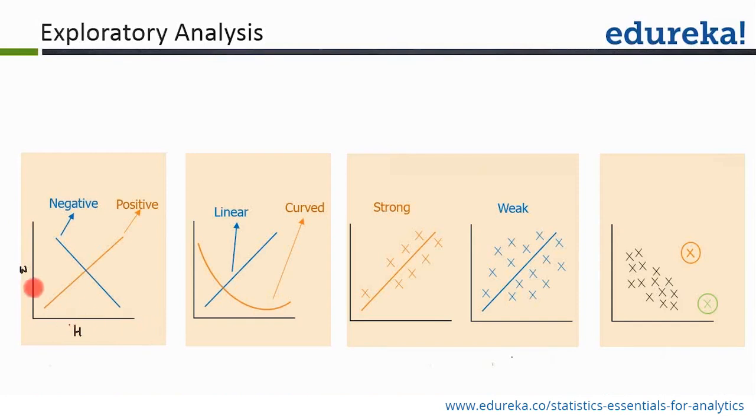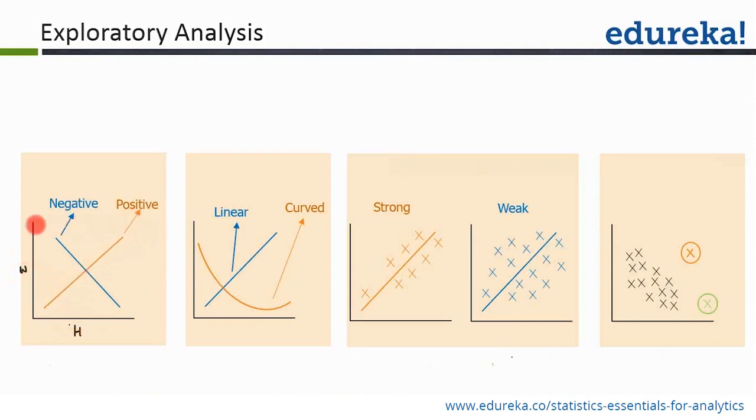if you observe that the line goes like this, then you should understand that there is a positive relationship between height and weight. What does that mean? If the height increases, for example from 1, 2, 3, 4, 5, 6 up to say 7, then the weight, say from 50 to 100, also increases. That is an example of a positive relation.